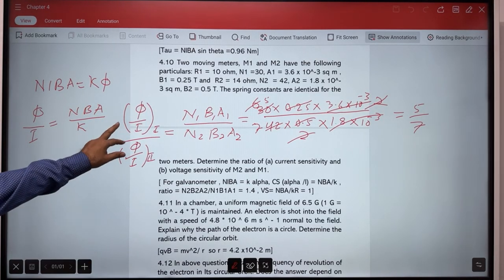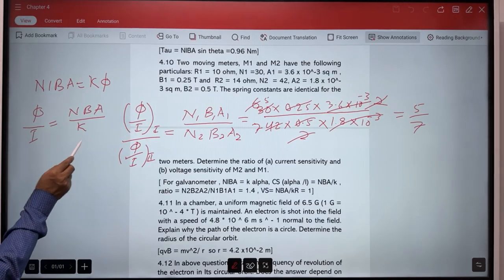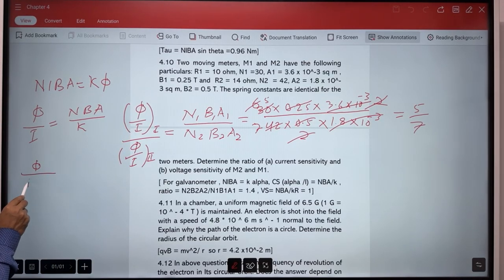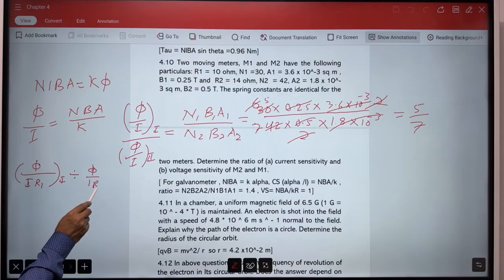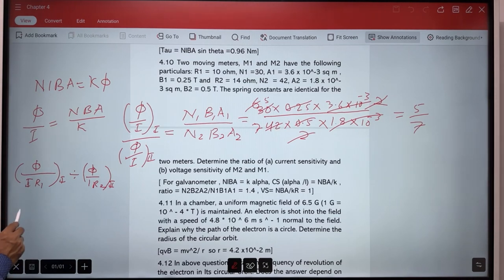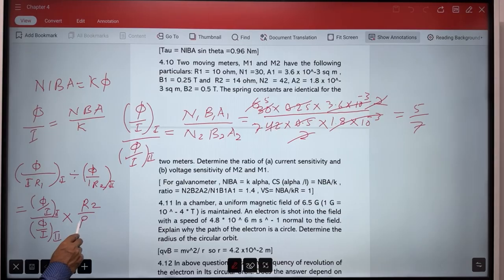Now suppose we want to find out voltage sensitivity. So for this we write phi upon I R1 first divided by phi upon I R2 the second, correct? This will give ratio of phi upon I of first divided by phi upon I of second multiplied by R2 upon R1.